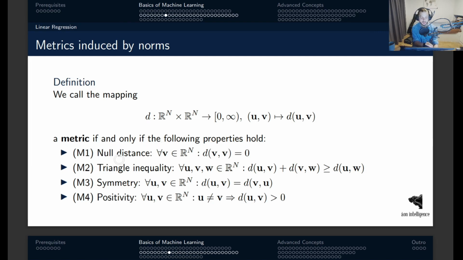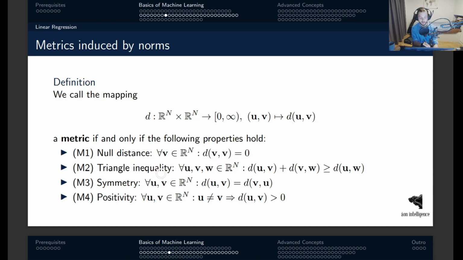So first is the null distance, which means that for every vector in our vector space we have that the distance from v to itself will be 0. So this makes sense for a metric, a way to measure distance, right? Because the distance from one point to itself should be 0.